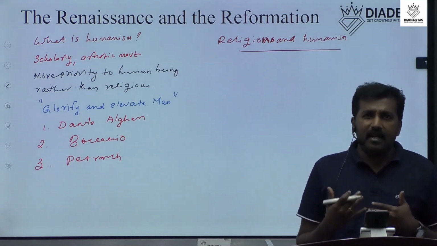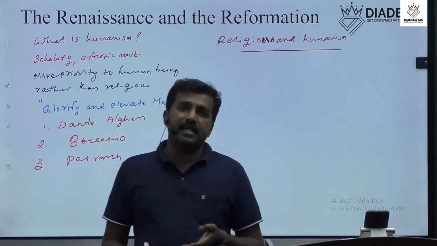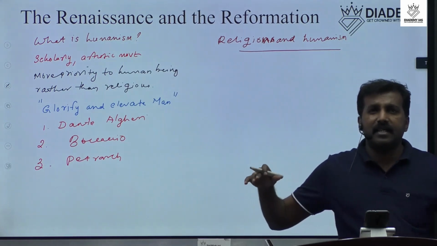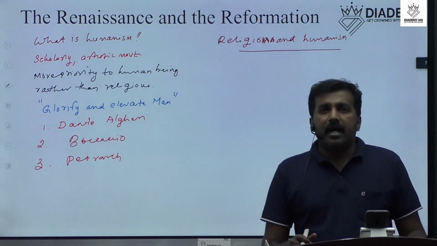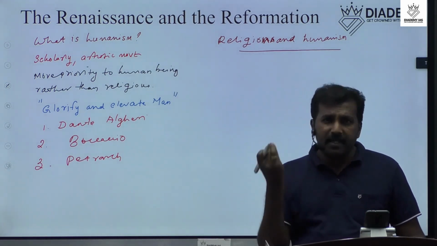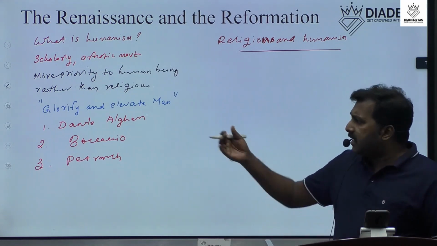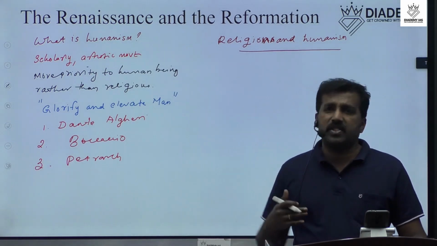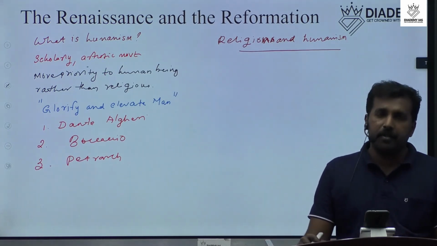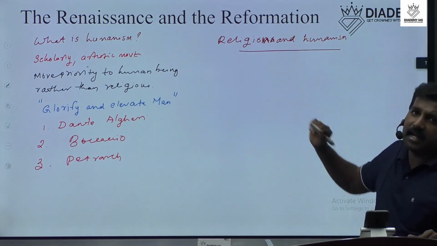And a lot of religious misbeliefs and superstitions were imposed on the minds of the common people, and it badly affected their life and society. Through this humanism, the writers tried to change the society, to change the attitude of society or people. That is the important change that happened in that time.